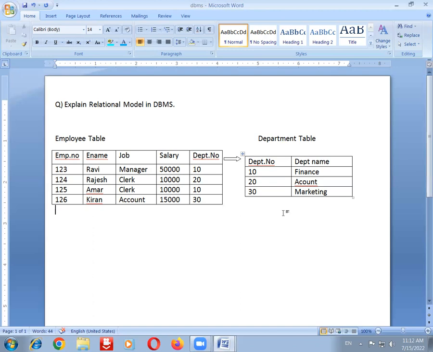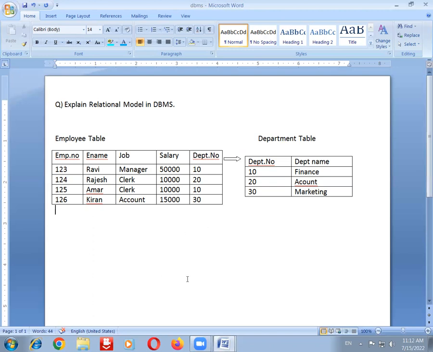Is it understood? Based on the creation of a relationship between two tables, we can access the proper data. That is an important concept of the relational model. Now we need to discuss the advantages and disadvantages of the relational model.